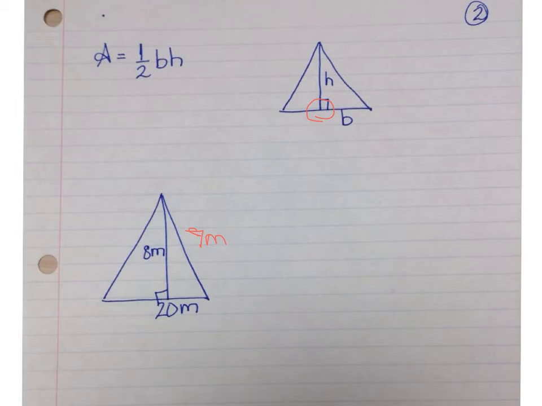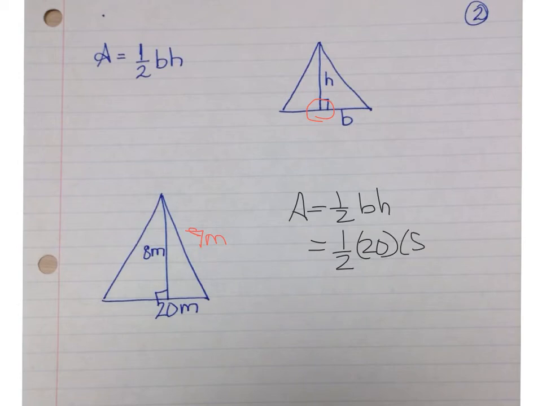All right, so let's write down the formula, because you know I always like to see the formula. So area equals 1/2 base times height. Let's plug in our numbers. 1/2, base is 20, and then the height is 8. Half of 20 is 10, times 8.